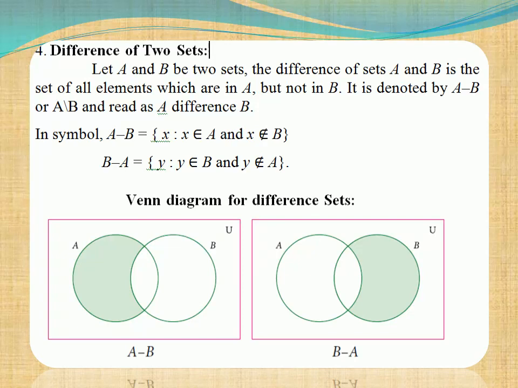Fourth one, difference of two sets. Let A and B be two sets. The difference of sets A and B is the set of all elements which are in A but not in B. It is denoted by A minus B or A set difference B and read as A difference B. In symbols, A minus B means x such that x belongs to A and x does not belong to B. B minus A means y such that y belongs to B and y does not belong to A.